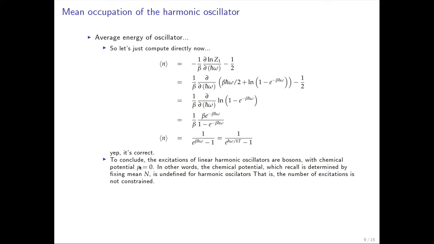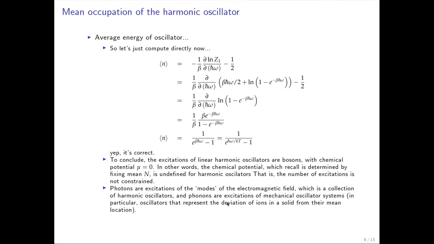So you could say the chemical potential is zero, but really it's just not defined, because there's no constraint on n, the mean n, basically. And so it's actually quite simple then. Once again, photons are excitations of modes of the electromagnetic field.